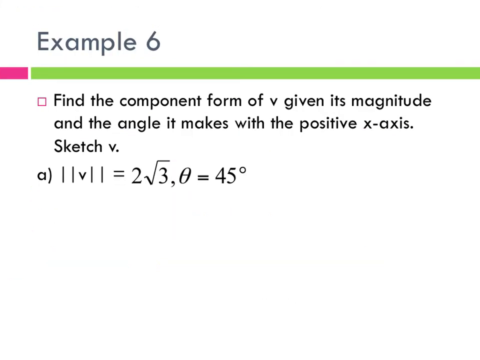So that kind of question looks like this. Find the component form of V given its magnitude and the angle it makes with the positive x-axis. So it's telling you the magnitude of V is 2 root 3 and the angle is 45 degrees. So I would do magnitude, which is 2 root 3, times the cosine of 45 degrees. I'll show you how to put it in both terms, comma, 2 root 3 times the sine of 45 degrees.